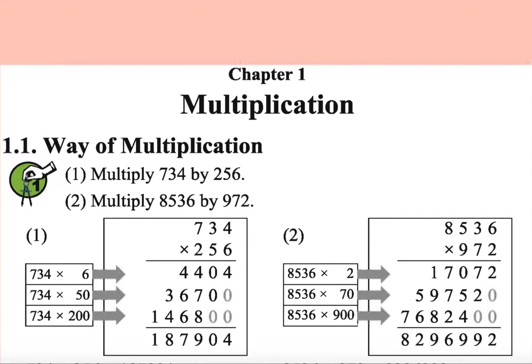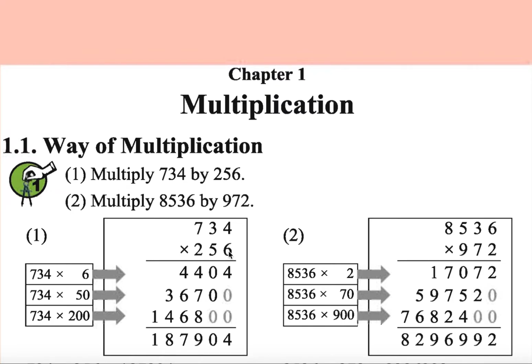Okay, first chapter is multiplication, ways of multiplication. Multiply 734 by 256. That is problem 1. We will proceed with problem 1 as usual. You have to write 734 here, into 256 here.